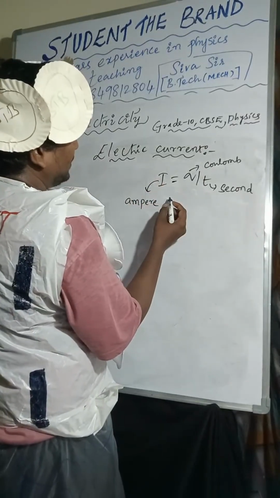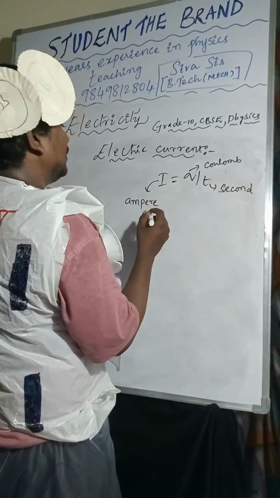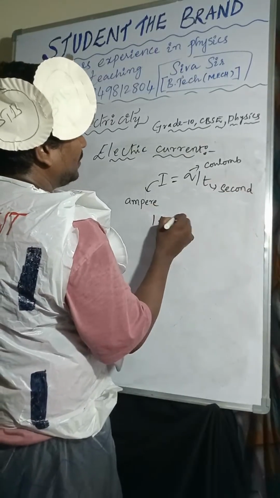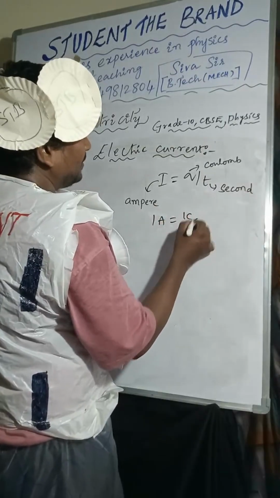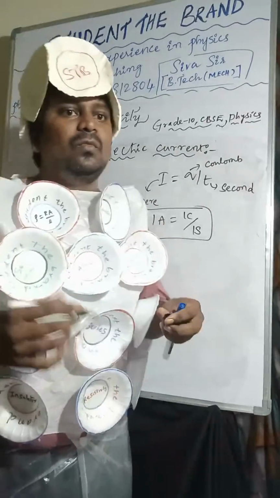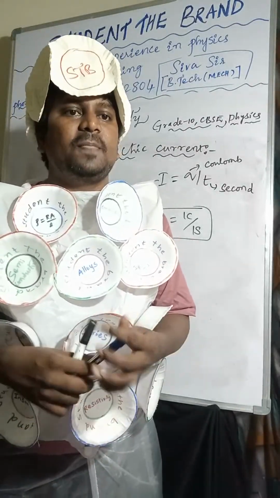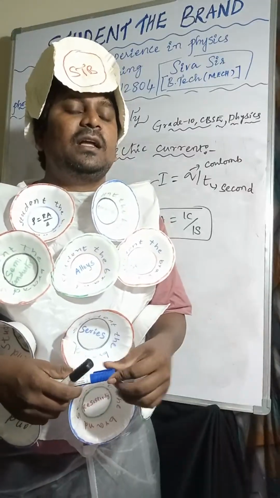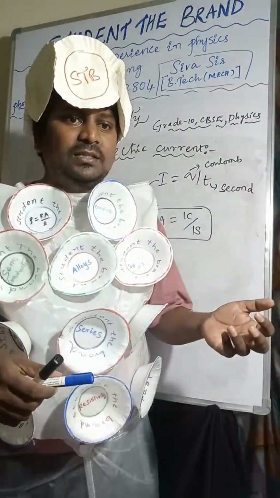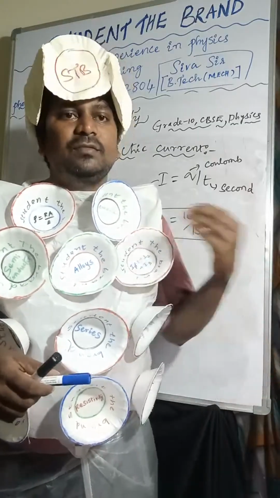The SI unit of current is ampere, the SI unit of charge is coulomb, and the SI unit of time is second. So now 1 ampere equals 1 coulomb per 1 second.